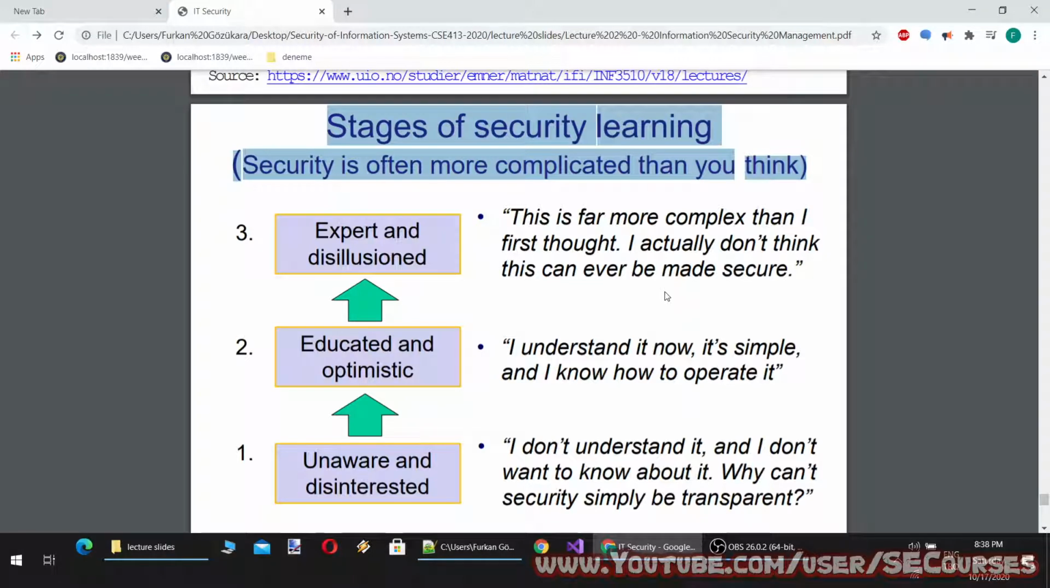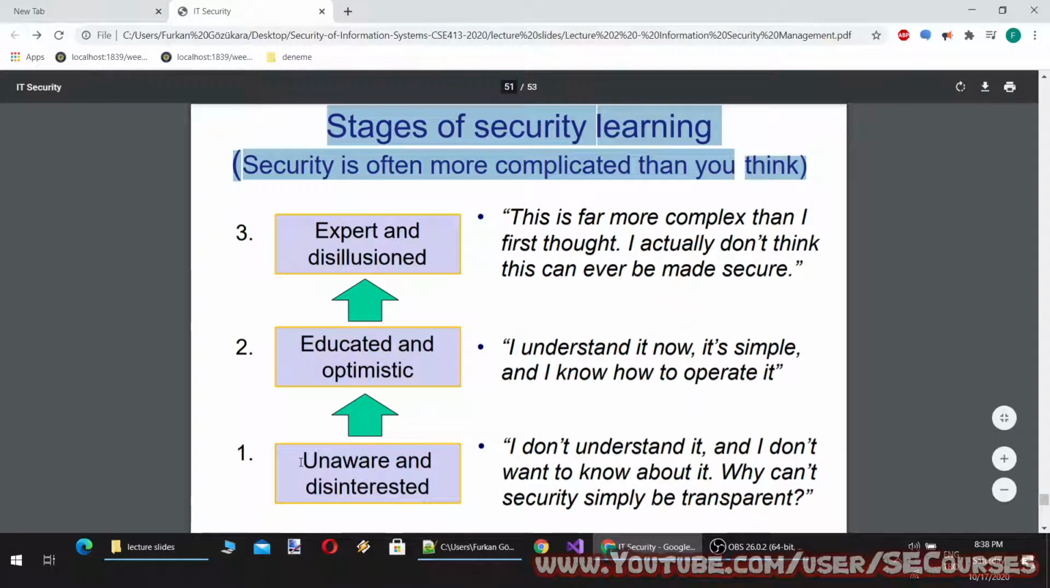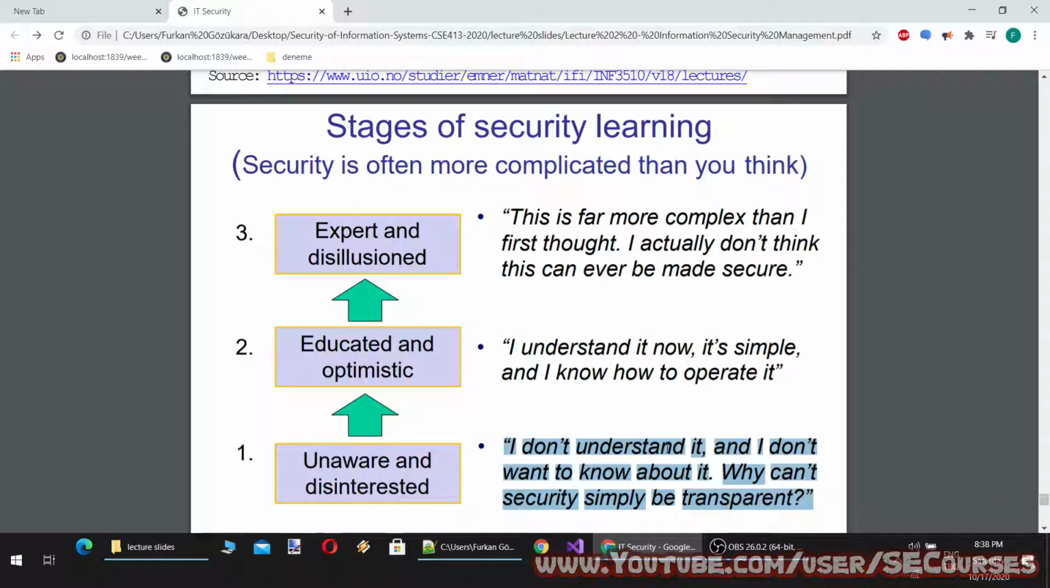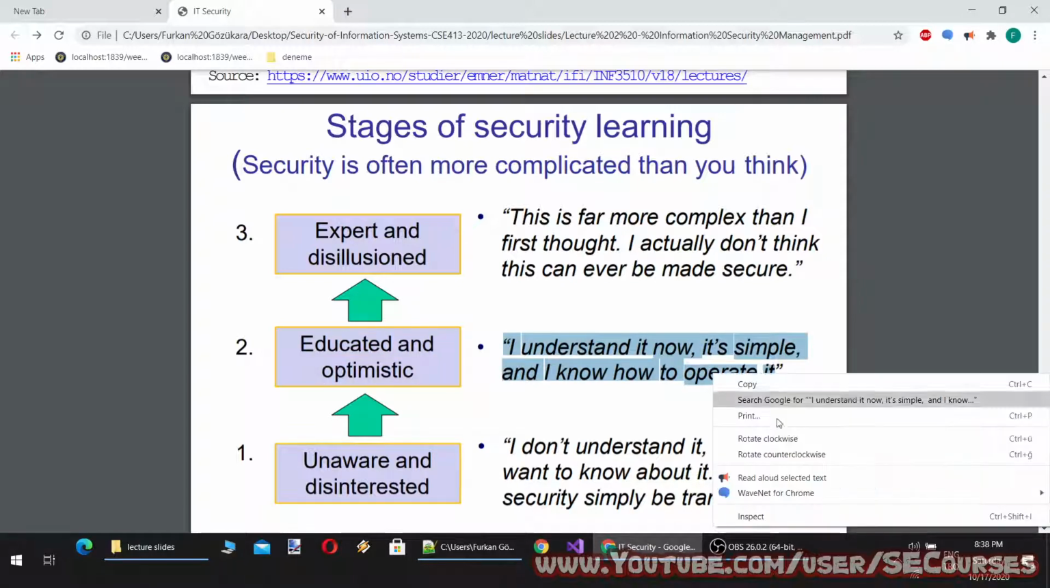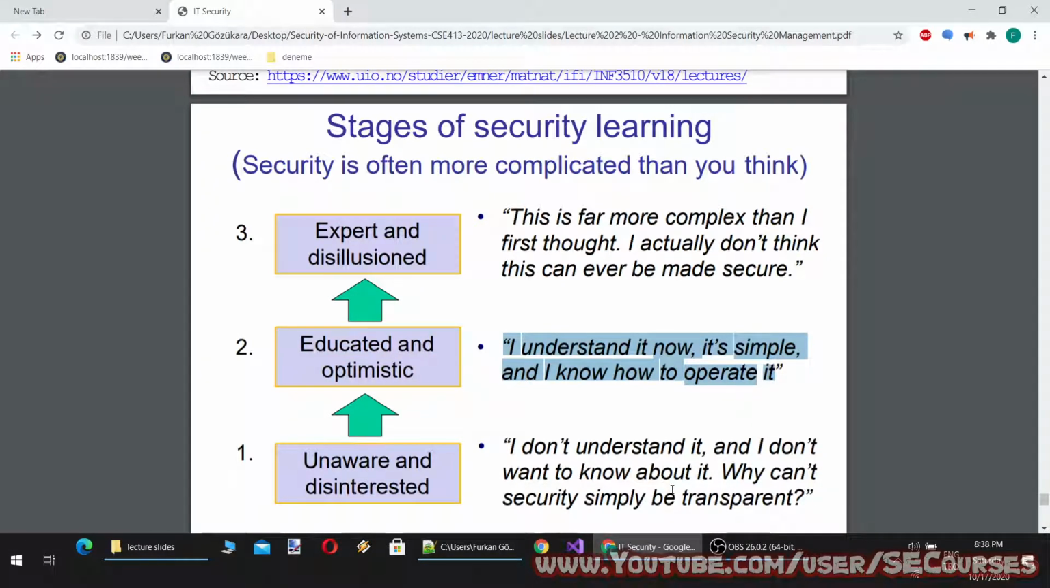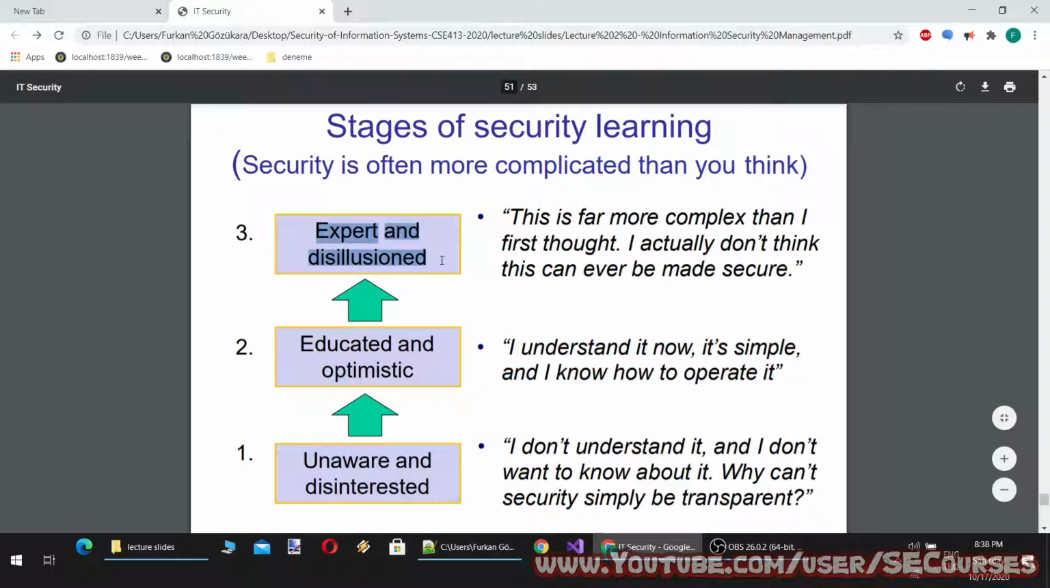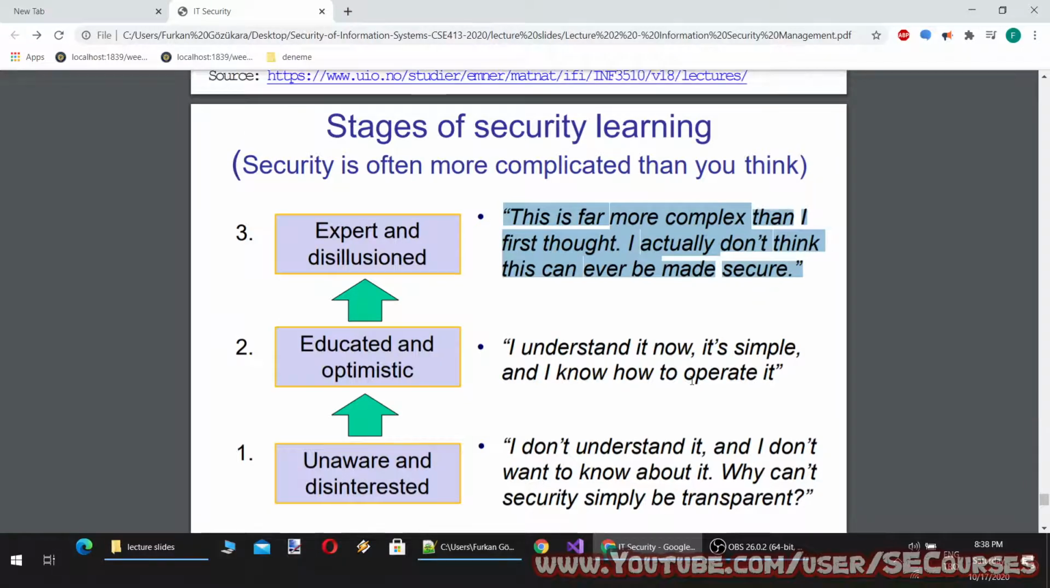Stages of security learning. Security is often more complicated than you think. Unaware and disinterested: I don't understand it, and I don't want to know about it. Why can't security simply be transparent? Educated and optimistic: I understand it now, it's simple, and I know how to operate it. Expert and disillusioned: this is far more complex than I first thought. I actually don't think this can ever be made secure.